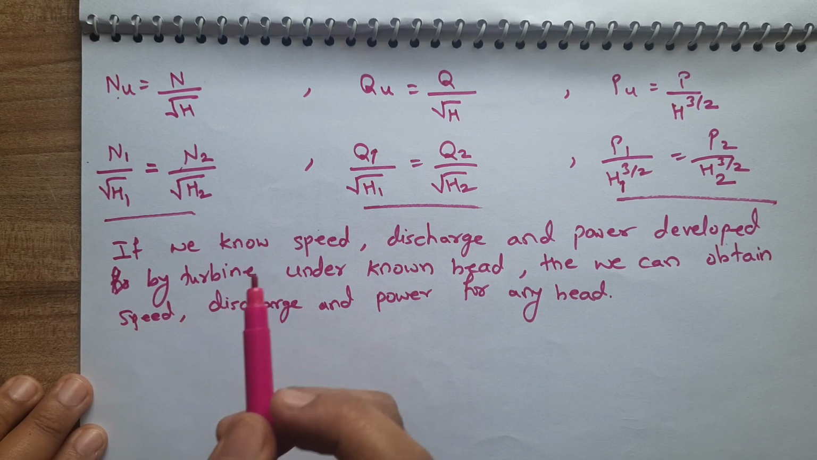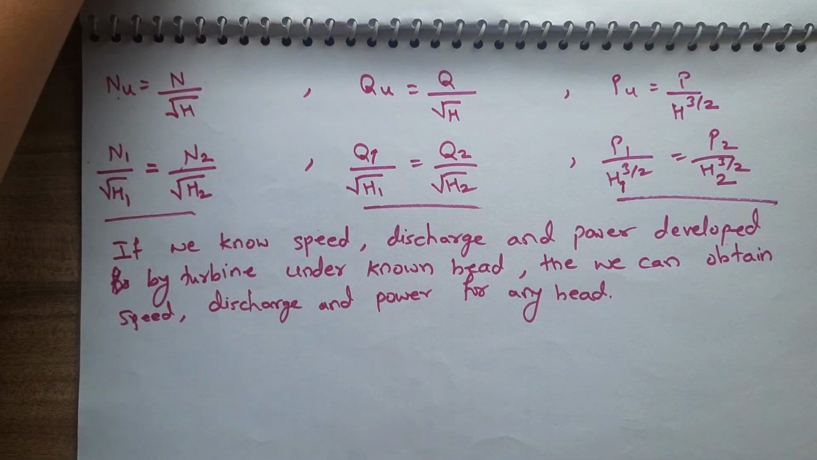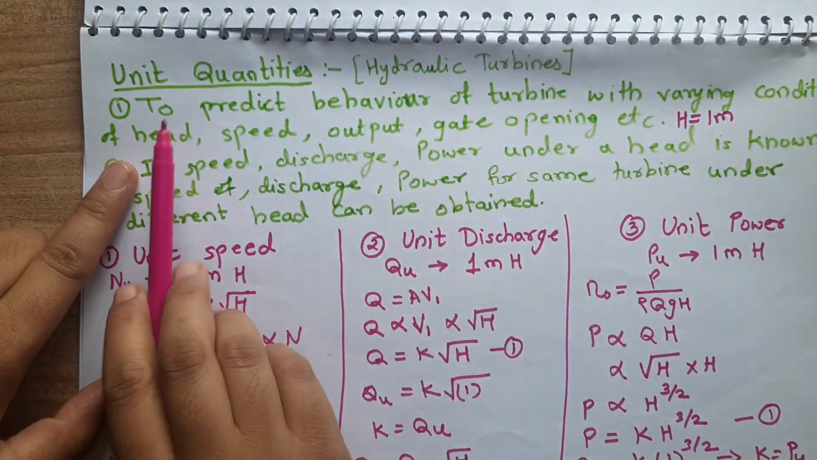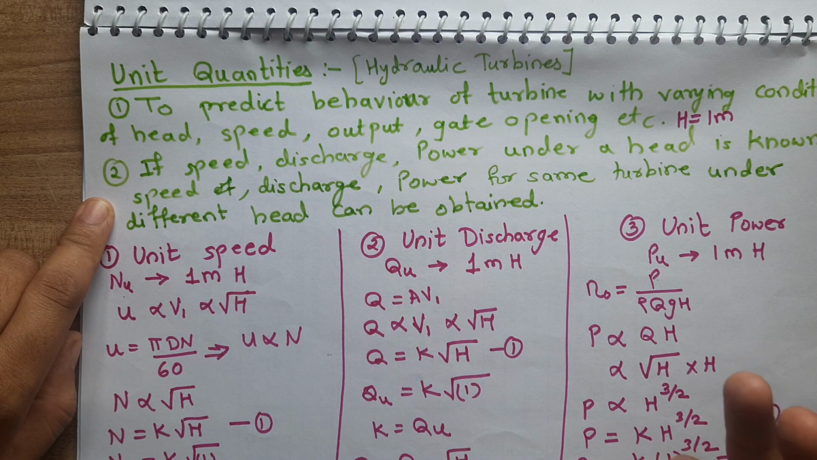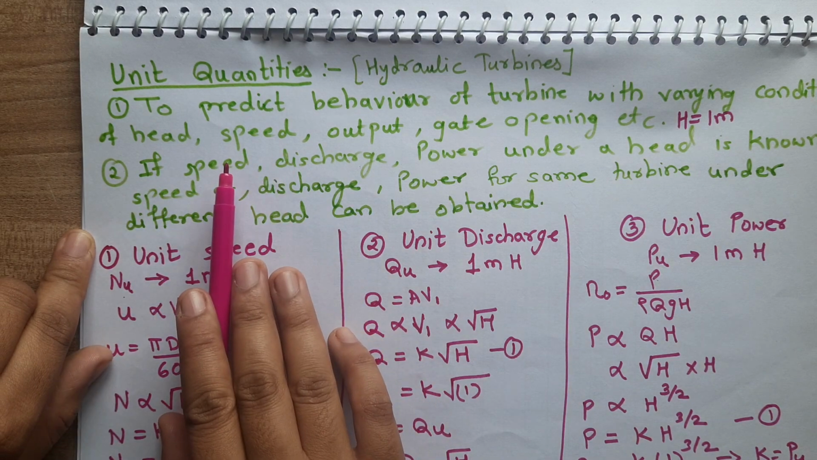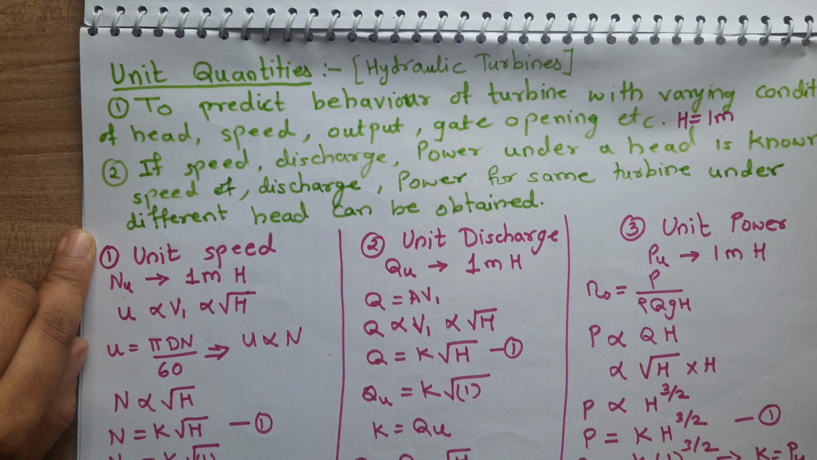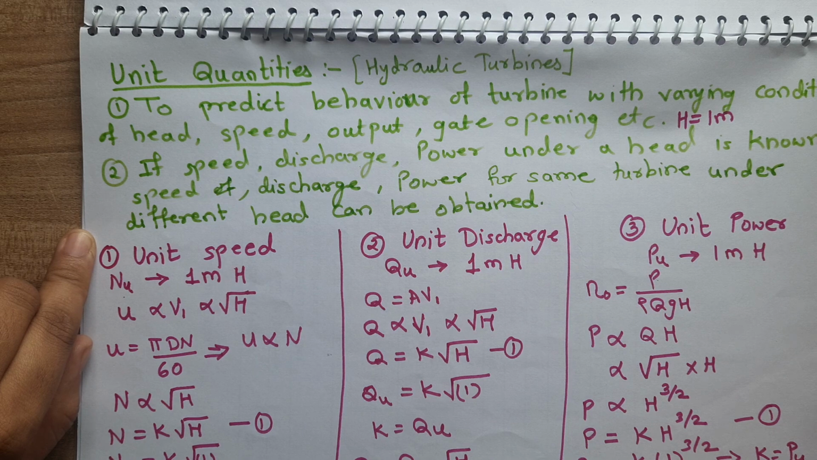So this is the use of the unit quantities. We must understand that the first use of unit quantities is to predict the behavior of the turbine, whether it is working properly or not, by keeping the same efficiency. And the second is to find the speed, discharge and power with different heads. If the speed, discharge and power for a particular head are known to you, you can find them for any other head also. Thank you.